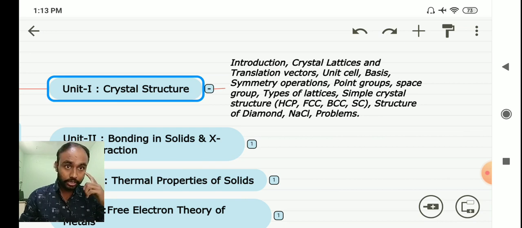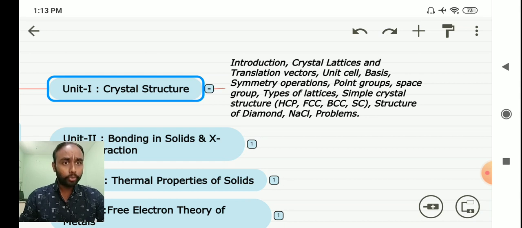So next one is what? Basis. I just told you about the basis: lattice and basis form the crystal. Next is symmetry operations. Symmetry operations means, again, there are different types of symmetries, like translational symmetry and rotational symmetry. If I have observed the crystal and I rotate it by 90 degrees or some angle, what happens to that crystal, whether some property changes or it remains constant, whatever may be, those are our symmetry operations.